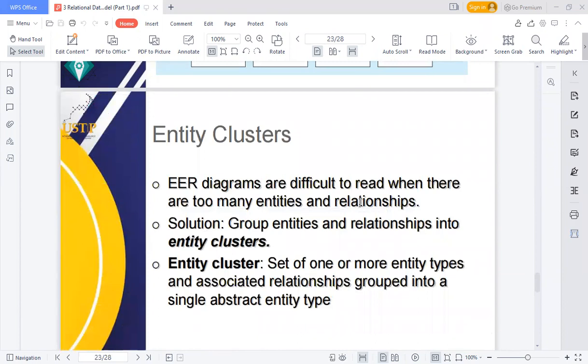Now let's go to entity clusters. EER diagrams are difficult to read when there are too many entities and relationships. So the solution is to group entities and relationships into an entity cluster. When you say entity cluster, it is a set of one or more entity types and associated relationships grouped into a single abstract entity. So you have to group common entities together so that it will be easier for you to read the ER diagram.